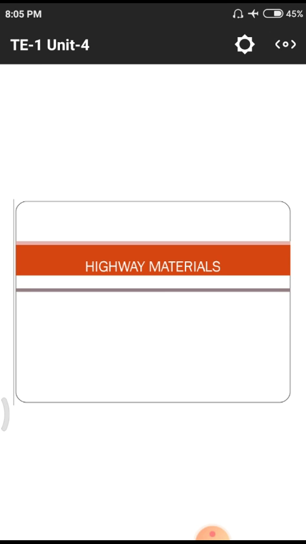Today we will discuss the fourth chapter of transportation engineering. This fourth chapter entirely comprises highway materials. In the first chapter, we discussed the introduction to road systems. That means how the Indian roads were developed, and what the different committees involved in the development of Indian roads were.